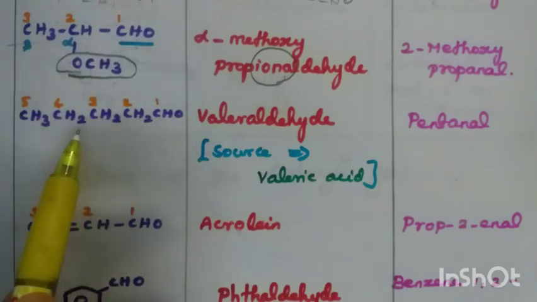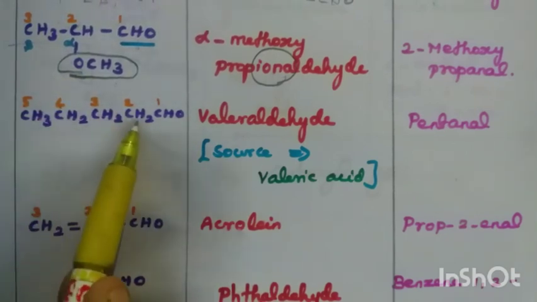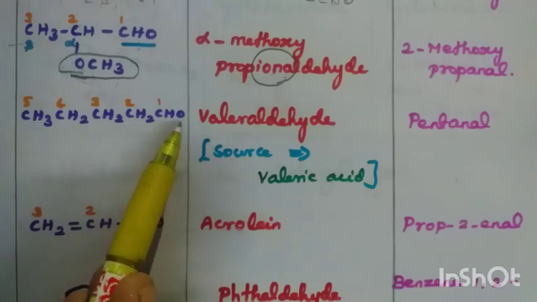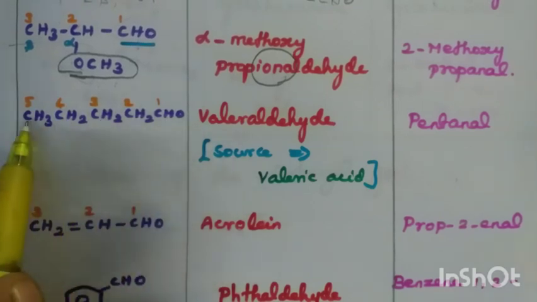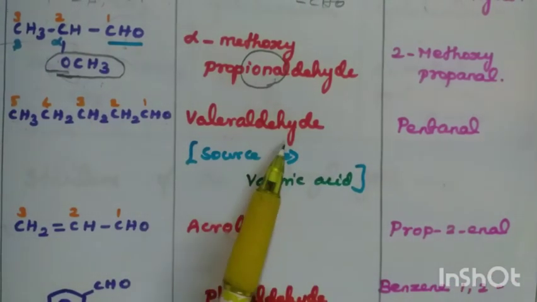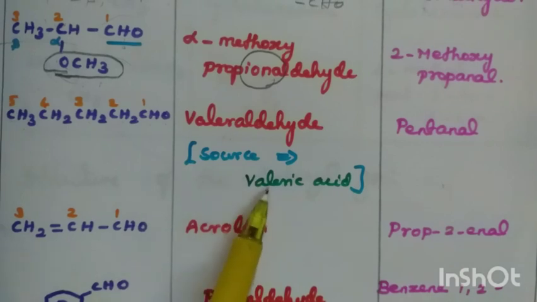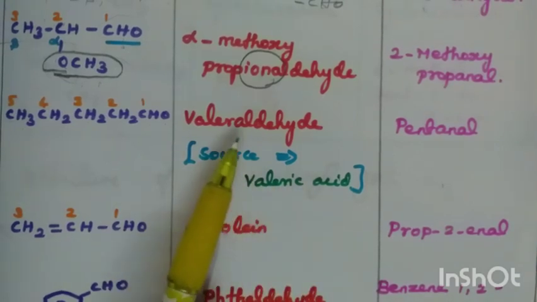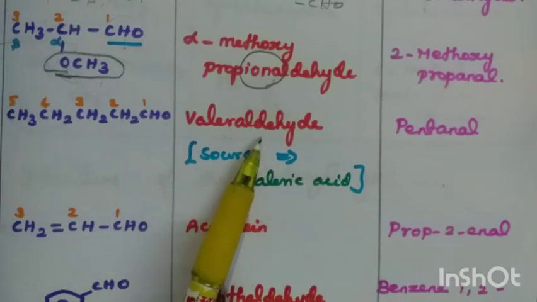And the next compound is CH3, CH2, CH2, CH2, CHO. How many carbon atoms are there? 1, 2, 3, 4, 5. Commonly it is named from its source. Where is it obtained from? It is obtained from valeric acid. So it is called valeraldehyde.